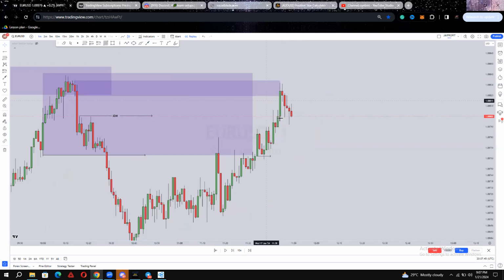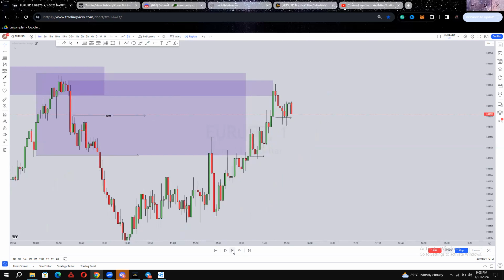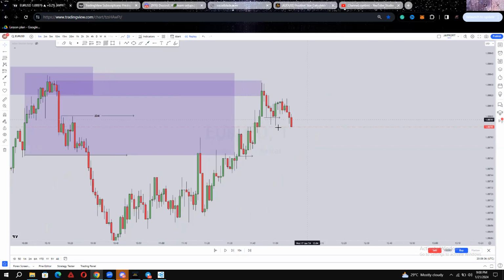So let's see. This is the candle that tapped into that area. Did price break below? Let's see. I'm waiting for price to take this out. Okay, so the candle closed below. You can see this candle closed below.